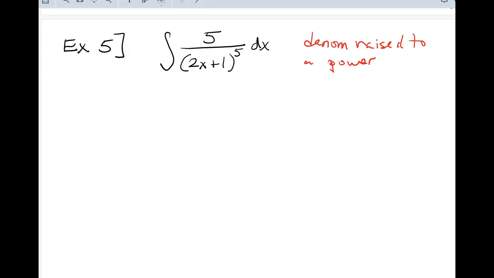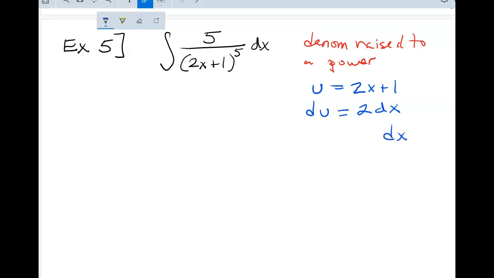So we can go through our u-substitution. u is equal to 2x plus 1, since 2x plus 1 is an inside function. du is equal to the derivative of 2x times dx. And so we don't have a 2 times dx, we just have a dx. dx is equal to 1/2 times du, just solving that equation above for dx.